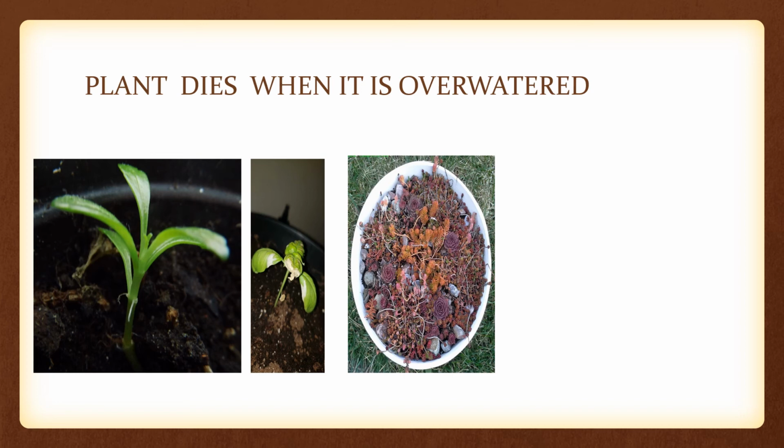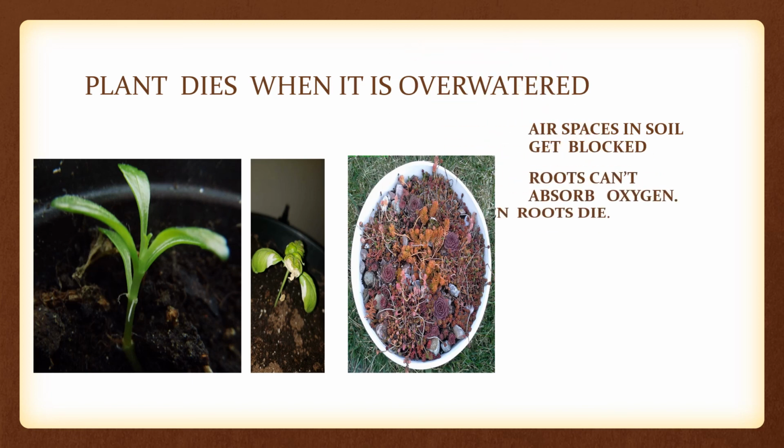So these are the two short topics we discussed in today's video. One is that lenticels help in the exchange of gases in woody branches, and the roots take in oxygen from the air spaces present between the soil particles. How does the plant die when it is overwatered? Air spaces in the soil get blocked. Roots can't absorb oxygen, and then roots die slowly. The plant also dies. I hope you understood today's short topic, and you read textbook page number 106.